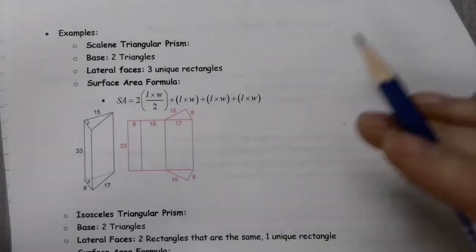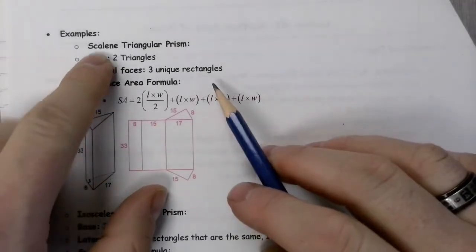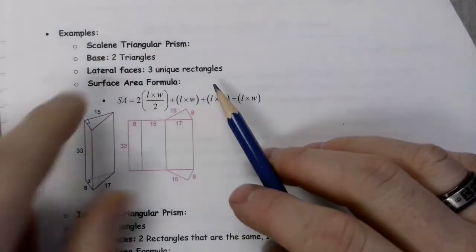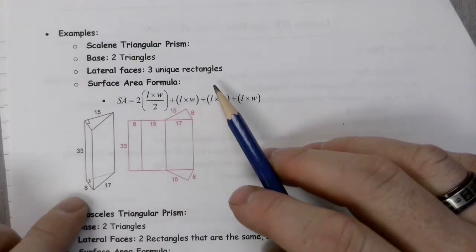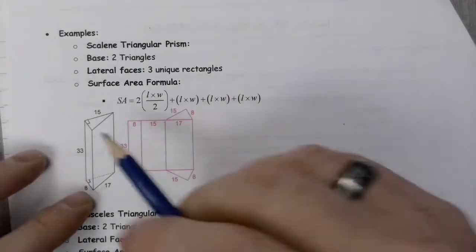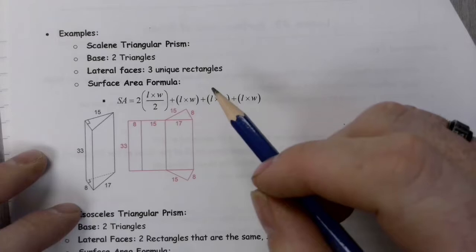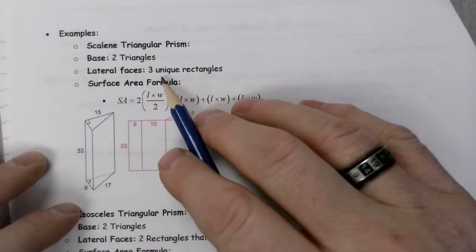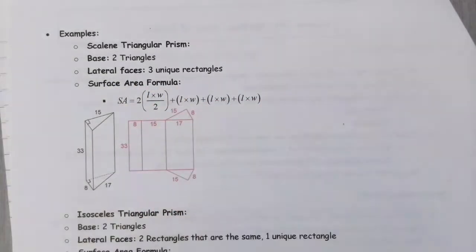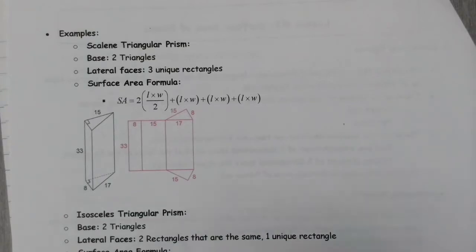Okay, so now we're going to start by taking a look at a scalene triangular prism. What that means is the bases of our prism here are going to be scalene triangles, so none of the sides are the same length. When we look at our lateral faces, we're going to have three unique rectangles, so we're going to have to find the area of each one of those independently.